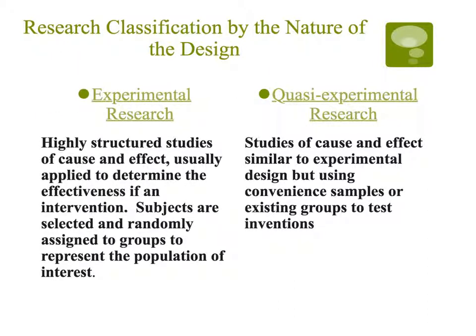Another classification of research is associated with the nature of the design. Experimental research refers to studies of cause and effect, usually applied to determine the effectiveness of a certain intervention. In an experimental design, some type of randomization method is employed to select subjects or to assign them to groups according to how well they represent the population of interest.